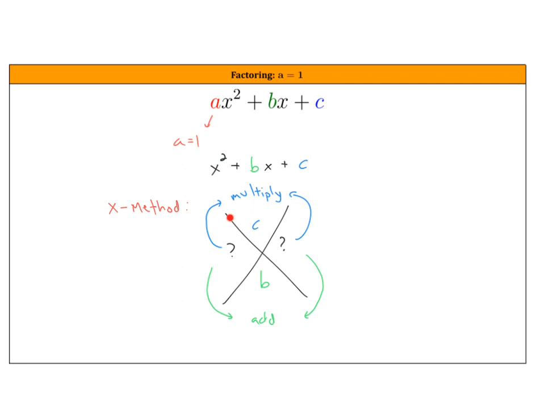So once more, we write the X, and then whatever value we have for C, that's going to go in the top of this X, and whatever value we have for B, that's going to go in the bottom of this X. And then our task is to find two numbers that will multiply to give us C, and will add to give us B. Let's go ahead and look at an example.